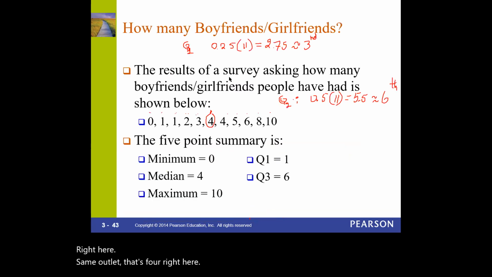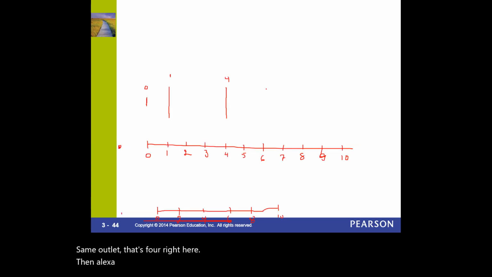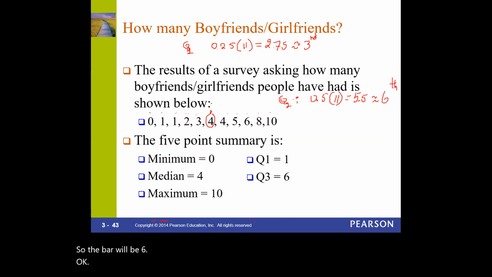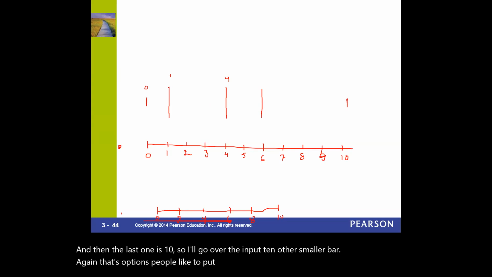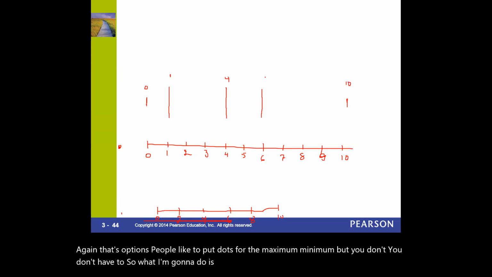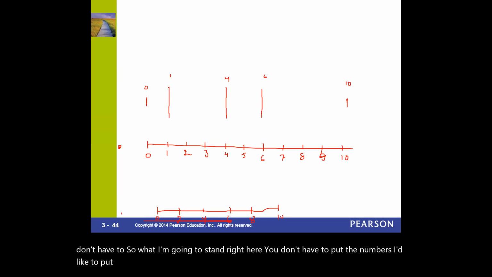Then the next one, Q3, is 6, so the bar will be at 6. And then the last one is 10, so I'll go over there and put 10 as a smaller bar. Again, there are options. People like to put dots for the maximum and the minimum, but you don't have to. So 10 right here. You don't have to put the numbers; I like to put them. That's my style.